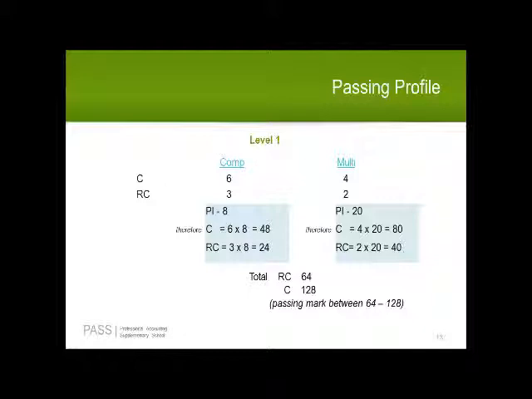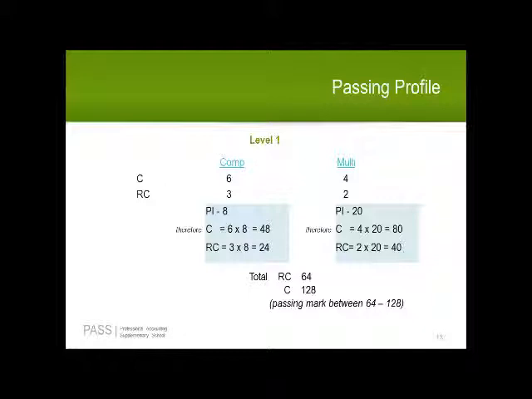What they now do is pick a passing mark, somewhere between 64 and 128. Say 95 for argument's sake. And to pass level 1, you have to score 95 or above. That is why this level is called the sufficiency level.